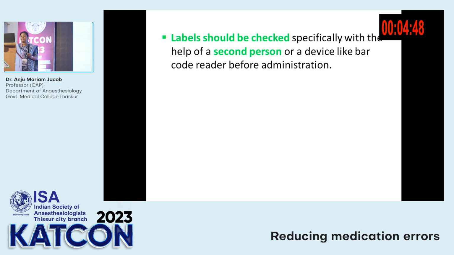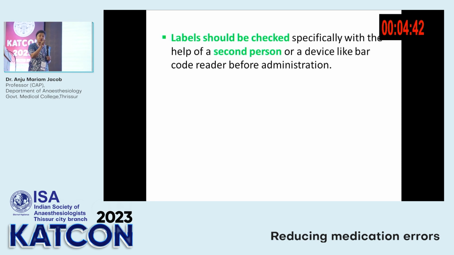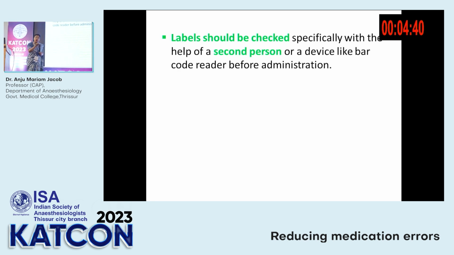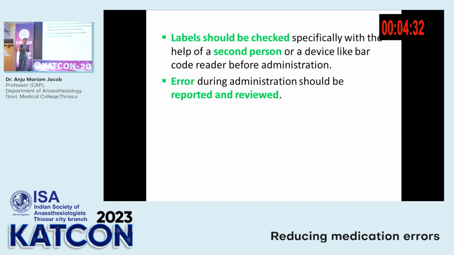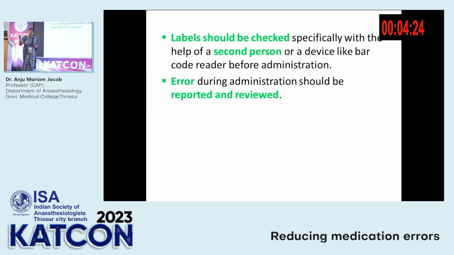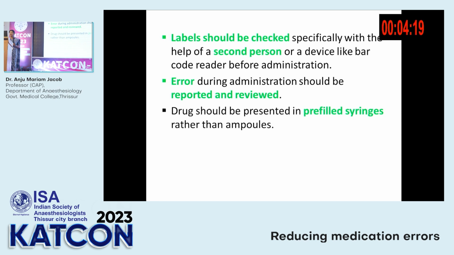And labels should be checked specifically by a second person also. So if somebody comes and says you gave the wrong drug, you can say, I made this person also check. We made sure that it was glycopyrrolate and then only gave the drug. And in case an error occurs, like I told you before, make sure that you report it and the error is reviewed, and make sure that everybody knows that such an error has occurred so that it is not repeated any further. And what is now being prescribed is that pre-filled syringes of drugs should be used to prevent such kind of medication error.